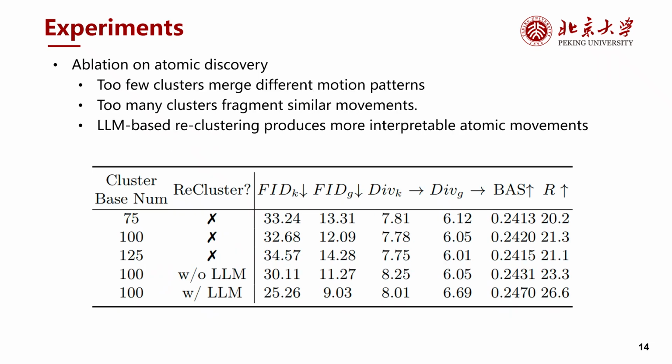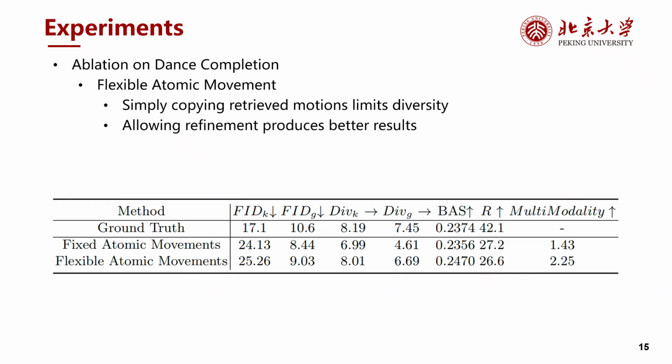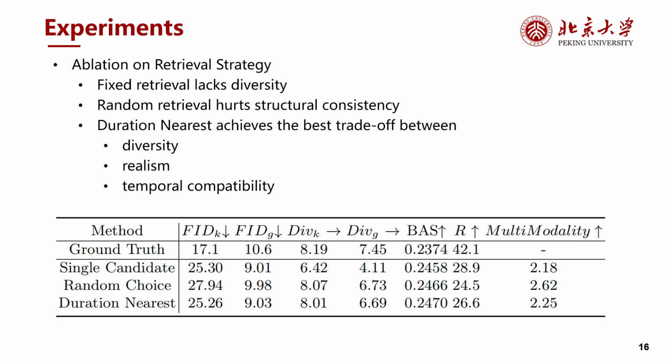This ablation validates atomic movement discovery. Too few clusters merge distinct patterns, while too many fragment similar movements. LLM-based reclustering gives the best results and makes the categories more interpretable. For dance completion, simply fixing retrieved movements limits diversity; allowing atomic movements to be flexibly refined produces both higher quality and more varied dances. We also compare retrieval strategies. Fixed retrieval lacks diversity, whereas random retrieval damages structural consistency. Retrieving by the nearest duration gives the best balance of diversity, realism, and temporal compatibility.